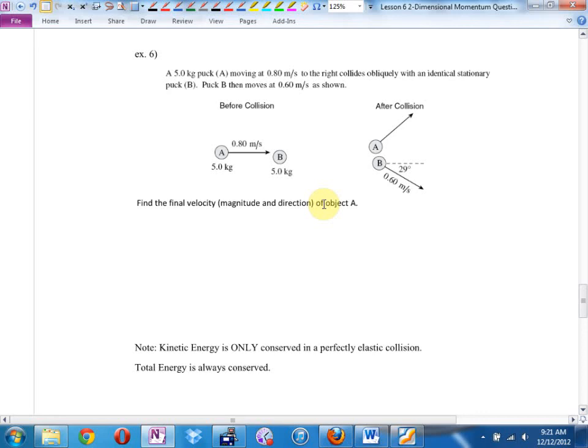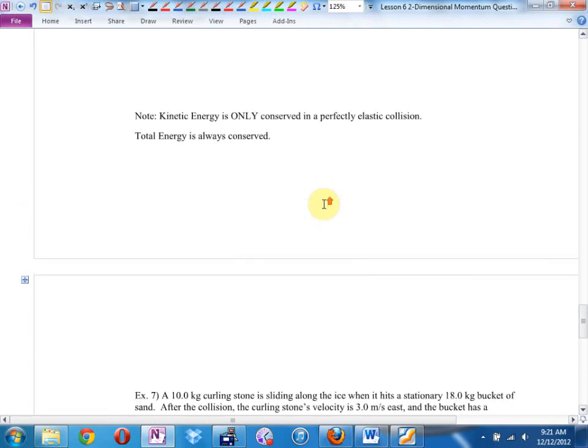A 5-kilogram puck, A, moving at 0.8 meters per second to the right, collides obliquely. Obliquely is a fancy word for not head-on. If it's head-on, they would just bounce straight backwards in a nice straight line, and it'd be boring. That'd be physics 11. So obliquely, they went at an angle, with an identical stationary puck B. Oh, the masses are the same. Puck B then moves at 0.6 meters per second as shown. Find the final velocity, magnitude and direction, of object A.